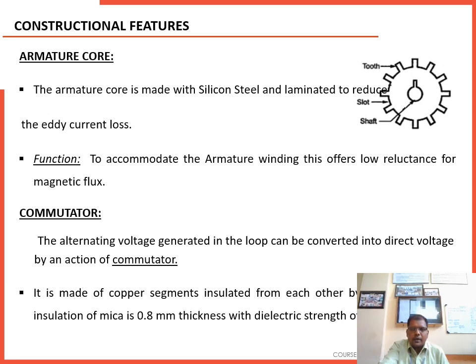Next one is the armature. Armature always consists of the armature core. This armature core is made up of silicon steel. The function of the armature core is to provide the accommodation to the armature winding.